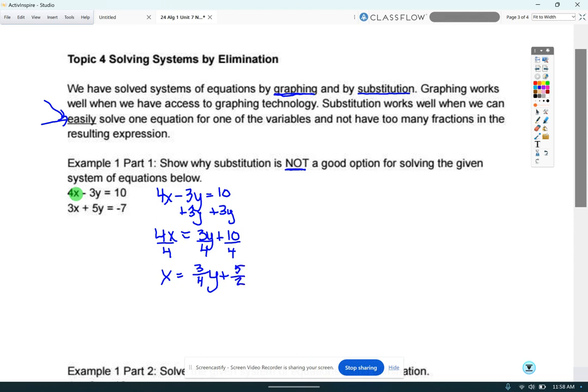Now, if we were using substitution, then we'd have to substitute that into the other equation where the x is, and this resulting expression has a lot of fractions, which makes substitution just more complicated.